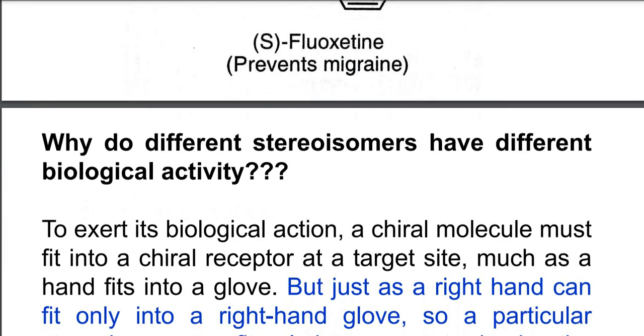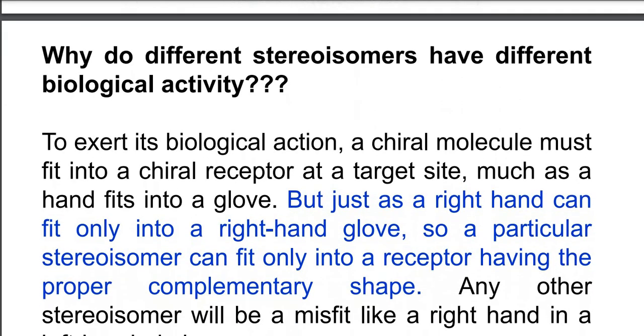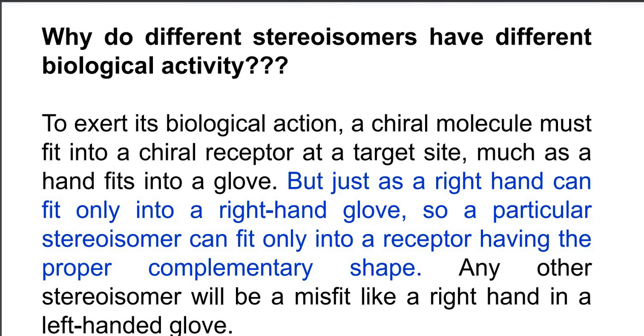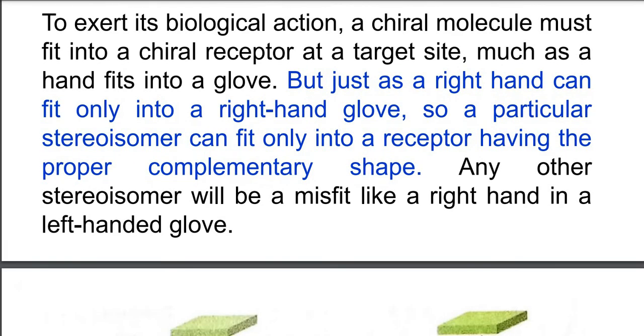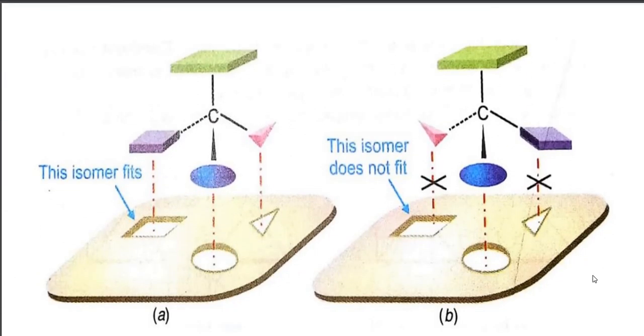So why do different isomers have different biological activity? To exert its biological action, a chiral molecule must fit into a chiral receptor at a target site, much as a hand fits into a glove. But just as a right hand can fit only into a right-hand glove, a particular stereoisomer can fit only into a receptor having the proper complementary shape. Any other stereoisomer will be a misfit, like a right hand in a left-handed glove. So this is the pictorial diagram. This isomer fits here and this isomer does not.